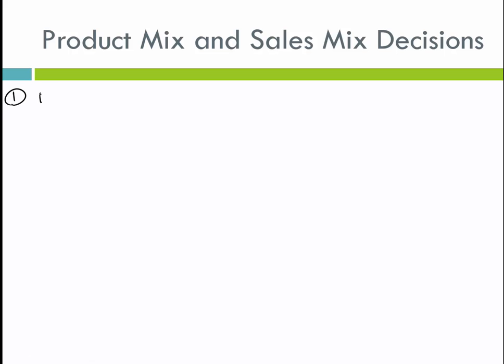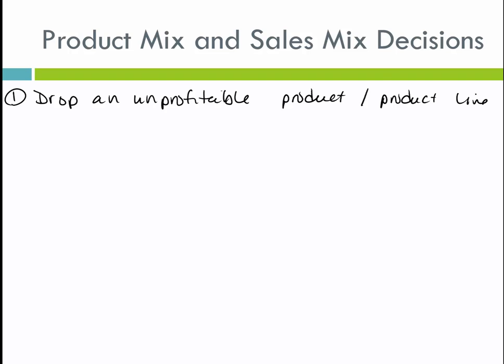So the first one you might see is whether or not we want to drop an unprofitable product or product line. It could be a department in a store. I think we have an example like that where we have a department in a store. It could be a specific menu item on a restaurant, something like that. So the first thing we want to look at is, does it have a positive contribution?